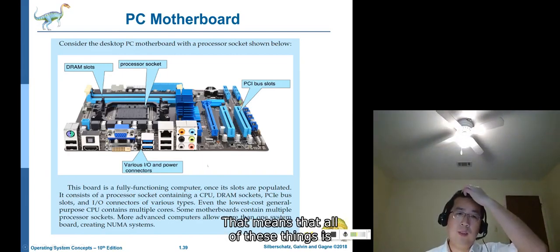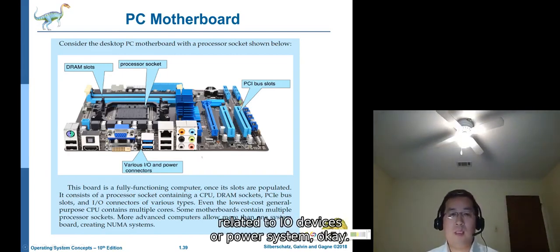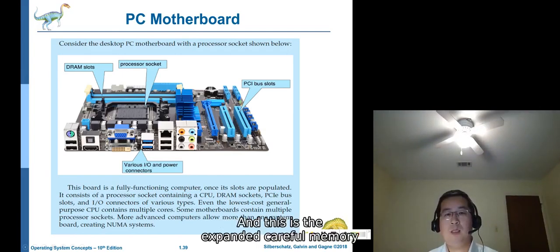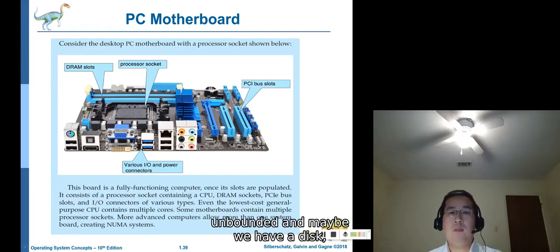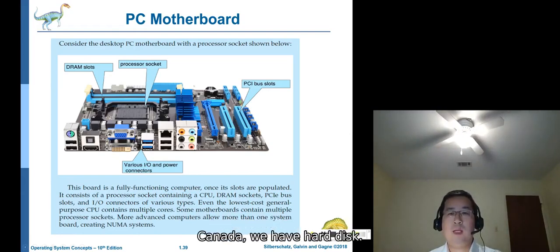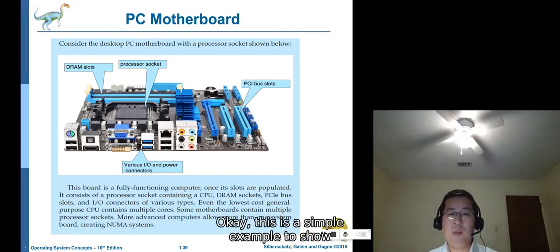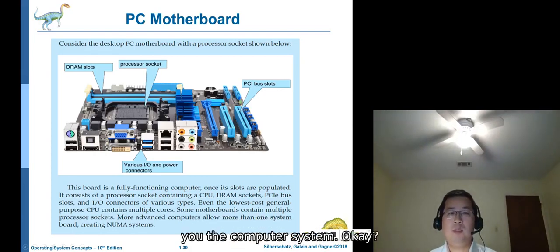So that means all of these things are related to I/O devices or the power system, okay? And this is the expansion for memory. Of course, you need to have some memory, but you can expand. So for expansion, okay. And we didn't mention that maybe we have a disk, okay? We have a hard disk. It is attached to here as well, using some interface. Okay, this is a simple example to show you the computer system.